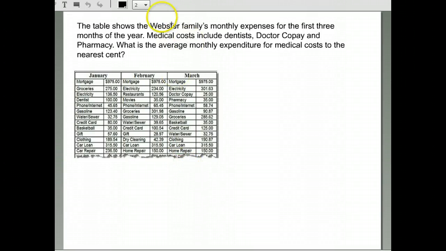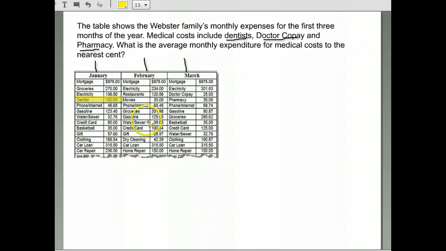Alright, here is a table that shows the Webster family's monthly expenses. Notice we have January, February, and March, and the whole list of their expenses there. Medical costs include dentists, doctor copays, and pharmacy. What's the average monthly expenditure for medical costs to the nearest cent? So what we want to do is look in the chart and find all of those. Well, here is a dentist bill that they had in January. That looks like the only medical thing in January.